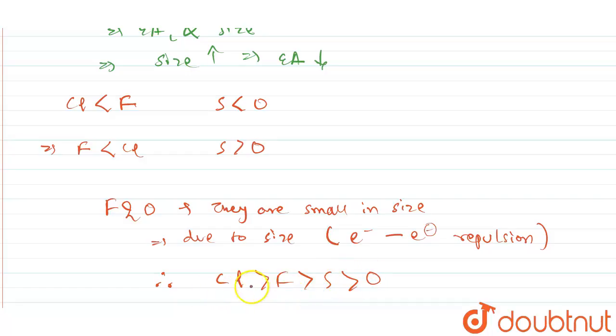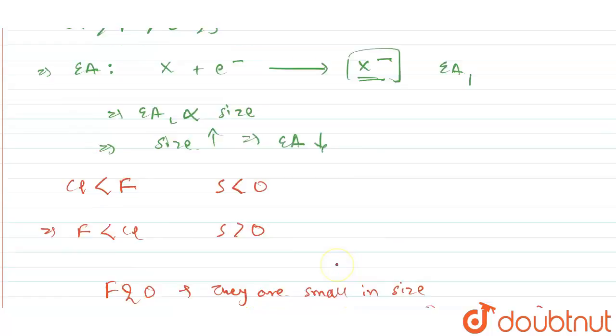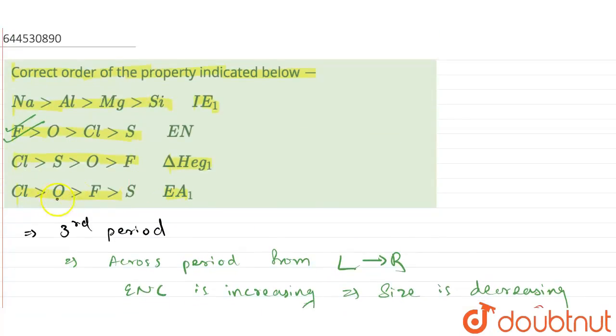So the correct order for electron affinity is chlorine, fluorine, sulfur and oxygen. But over here, it is chlorine, oxygen, fluorine and sulfur. So this is wrong. The only correct option from this is the second option. Therefore, option B is the correct answer for this question.